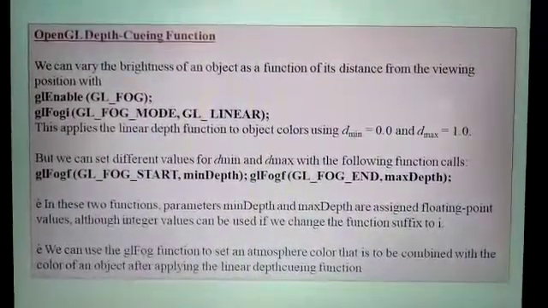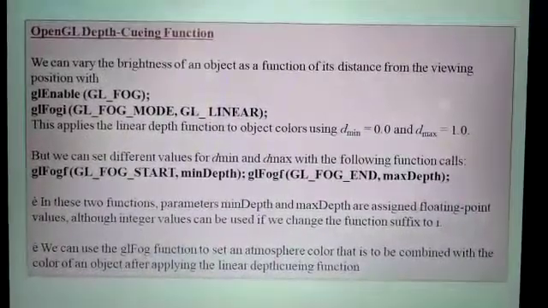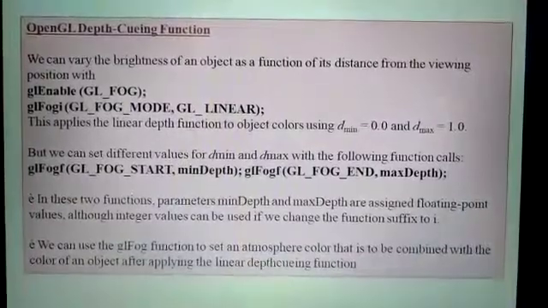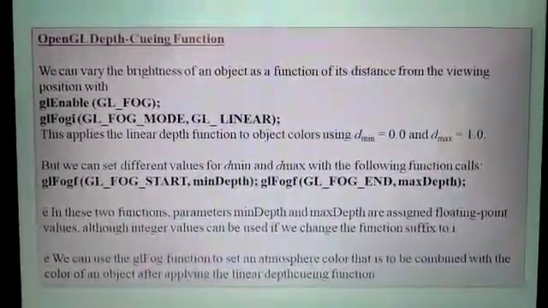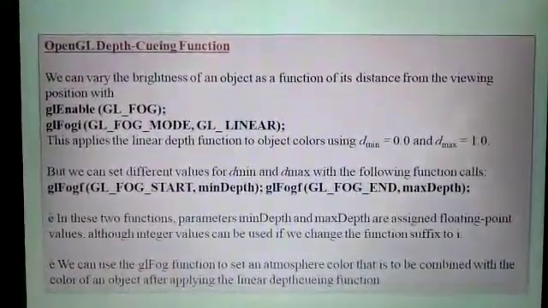We can use the glFog function to set an atmosphere color, that is to be combined with the color of an object after applying the linear depth queuing function. So these are some of the OpenGL functions with respect to visible surfaces.